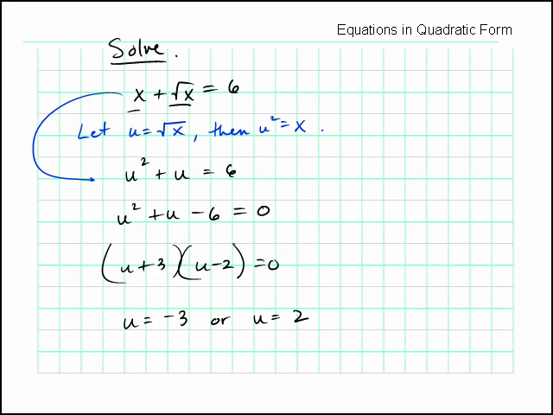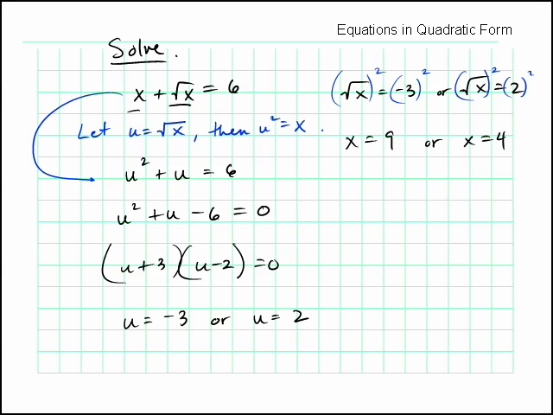I now convert back to the original variable. Remember, in this case, u is equal to the square root of x. So I got square root x equals -3. And I've got the square root of x equals 2. To get rid of the square root, we have to square both sides. And so if I do that here, I get x equals 9. And if I do that on this side, I get x equals 4. Those are my two possible solutions.